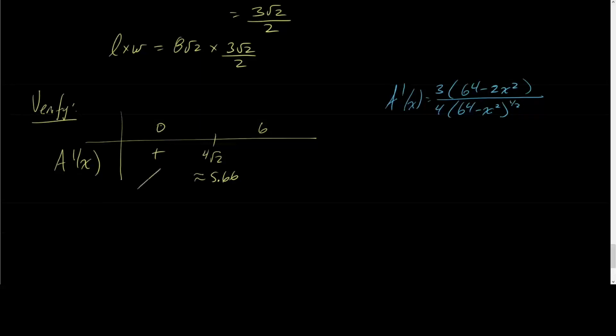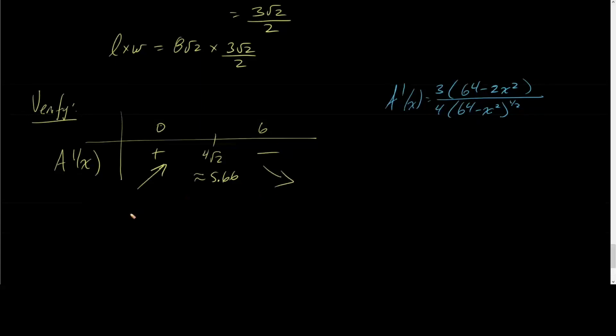So I have positive, meaning that we're increasing. Plug in 6. 6 squared, 36. 64 minus 36, doesn't matter. It's positive. The square root of a positive value, it's positive. On top, 6 squared, 36. 2 times 36, 72. 64 minus 72, that's negative. And then negative times 3, that's negative overall. So on the top it's negative overall, on the bottom is positive overall. So negative over positive, negative, which means it's decreasing.